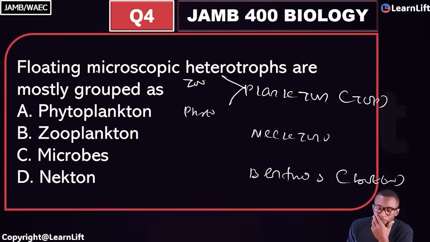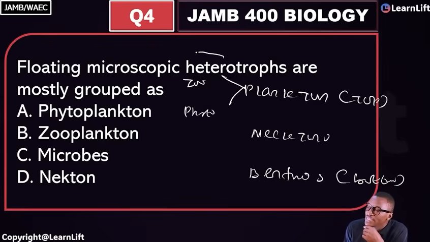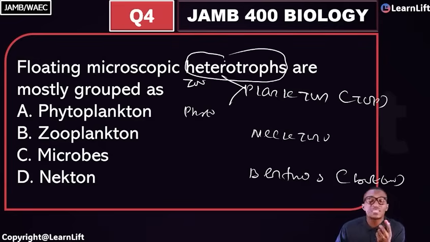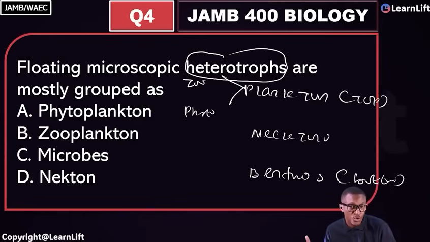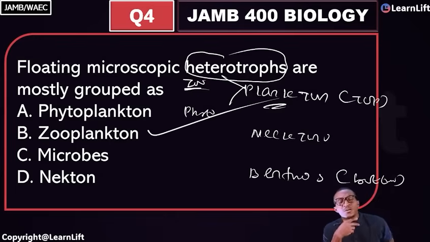So the question says floating micro. First of all, if it's floating, it is what? A plankton. They now say floating microscopic heterotroph. Who are heterotrophs? These are animals, because animals do not manufacture their own food. They are called heterotrophs, while plants manufacture their own food and are called autotrophs. So for you to be floating, you are a plankton. For you to be heterotrophic, that means you are an animal. Animals are called zoo. So what becomes the answer? Zooplanktons, making option B the right answer.